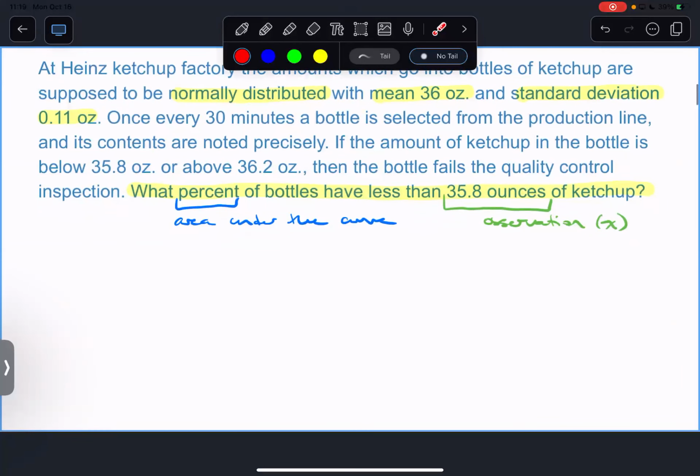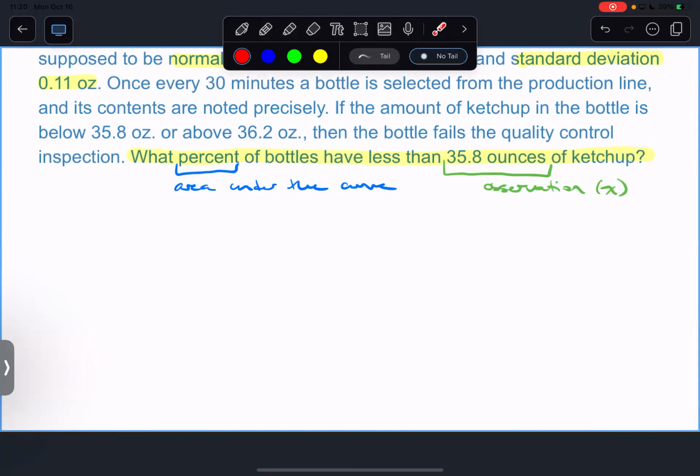So now quality control goes in and they randomly select a bottle every 30 minutes. And if the amount of ketchup in the bottle is below 35.8 ounces or above 36.2 ounces, then it fails quality control. It's either too light, which you can't sell, or too heavy, which you don't want to sell. You can, but you don't want to, because then you're losing money. So there's this range where you're comfortable with putting out these bottles.